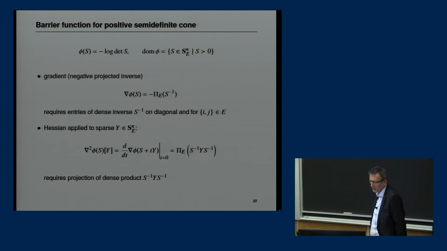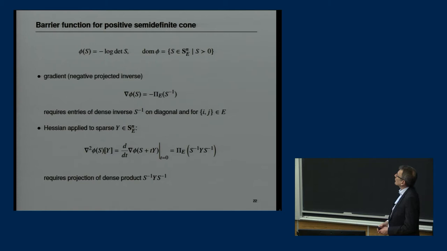So the gradient of that barrier function is the projection of the negative of the inverse of S. So if, for example, we consider a band pattern E, then the inverse of a positive definite matrix with that pattern will be a dense matrix.